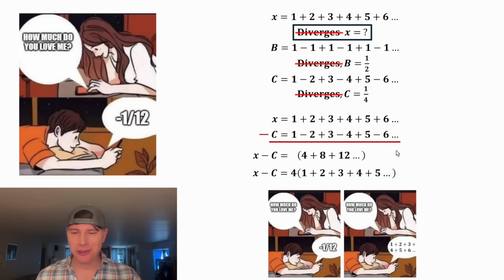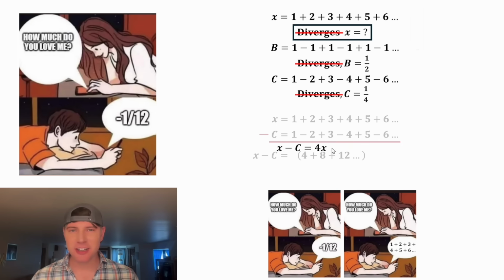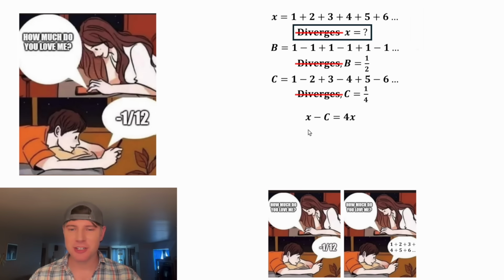Now this is pretty cool. The 1 plus 2 plus 3 plus 4 plus 5, that's our original sum. That's what we're calling x. So in the place of this series in the parentheses, we can plug in x. And now we have x minus c is equal to 4x. Now let's get all the x's to the same side of the equation. Let's subtract x from both sides. On the left-hand side, we'll have negative c, and on the right-hand side, 4x minus x is 3x. Next, we can divide both sides by 3, and we have x is equal to negative c over 3.